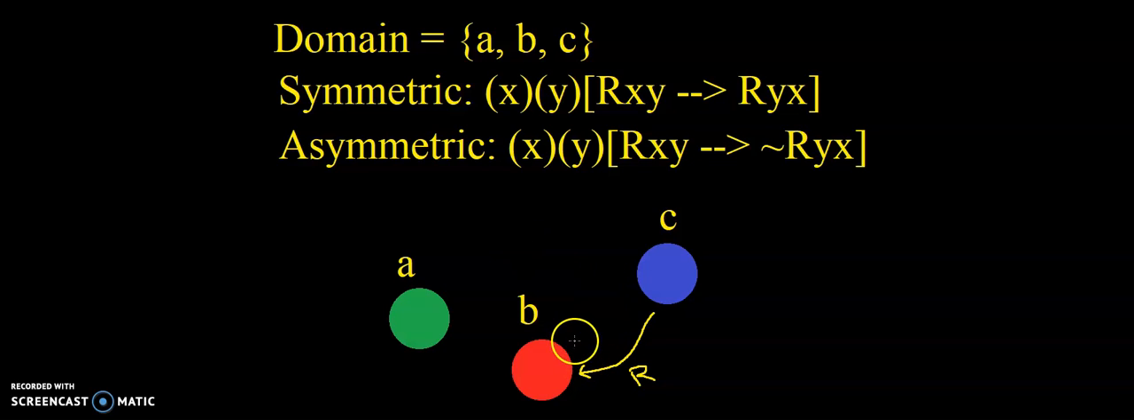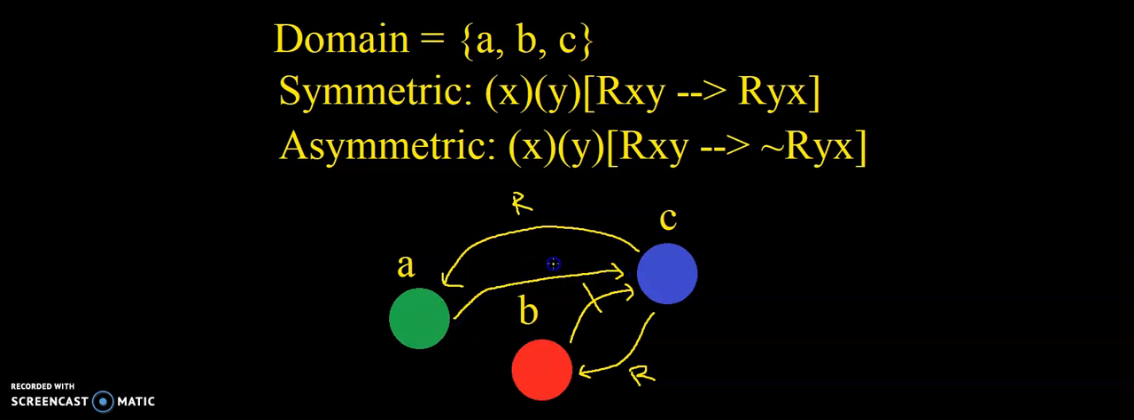Hopefully you've had a chance to think on that. If R is in fact asymmetric, then it's got to be the case that B does not bear R to C. And similarly, let's suppose that on top of that, C bore R to A. What must be required if R is an asymmetric relation? Well, it's got to be the case that A does not bear R to C. So that's basically what we've got going on here, and that's what asymmetry requires.